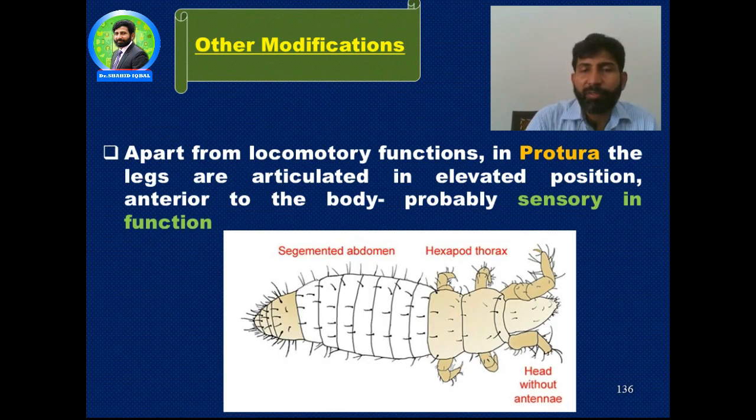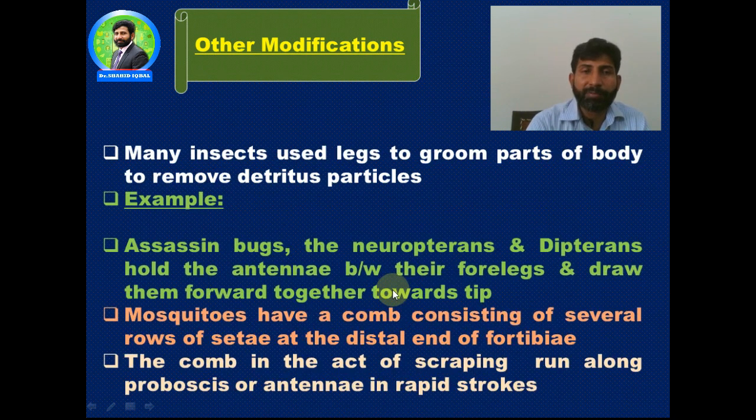And other modifications. Apart from locomotive function, in Protura, legs are articulated in an elevated position anterior to the body, probably with sensory functions. These are the protruding structures. They have the head with no antennae. This is the hexapod thorax, which has the 6 appendages. This is a segmented abdomen.